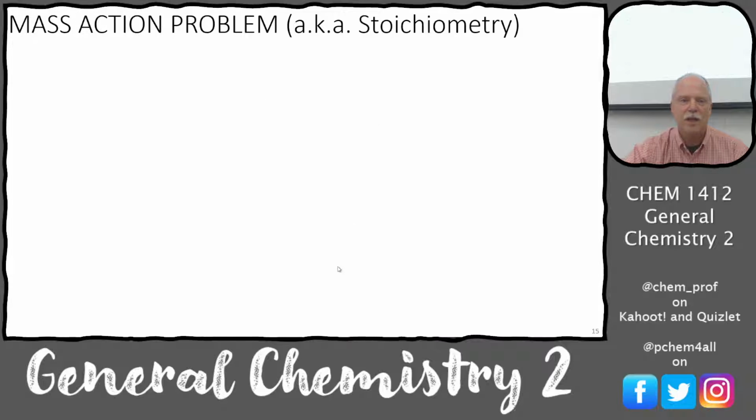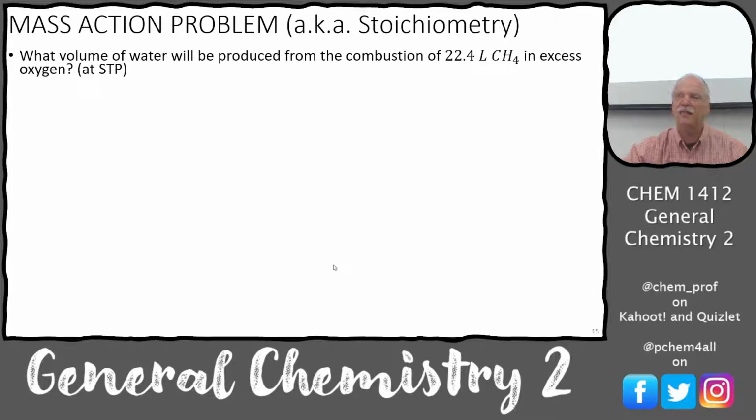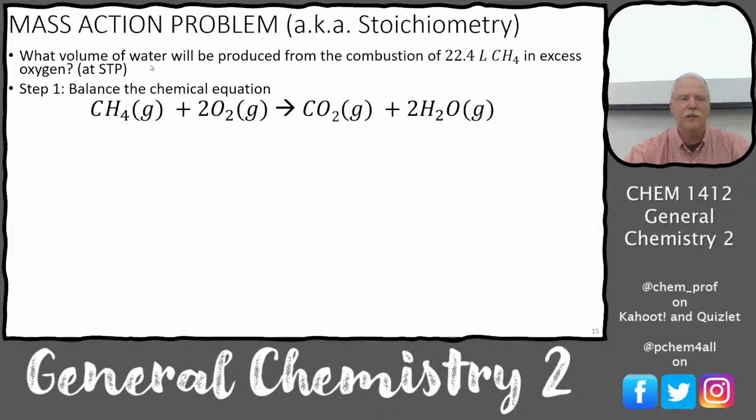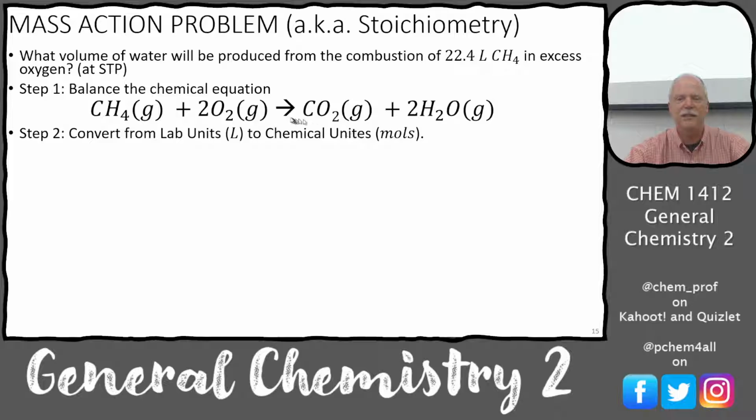Okay. And so now let's add in the gases. So this is the new part. We've done stoichiometry first semester. It's a quick review. And now we'll add in the gases. So what volume of water will be produced from the combustion of 22.4 liters of methane and excess oxygen at STP? Notice I have to have some temperature and pressure if I'm going to be doing volumes. And so it's real simple to say at STP, then you know what the temperature and pressure are. So first we balance the chemical equation, then we convert lab units to chemical units.